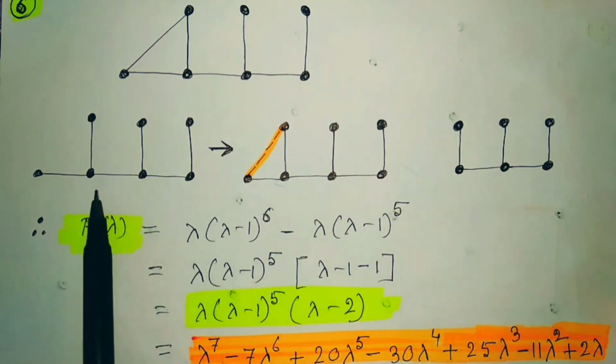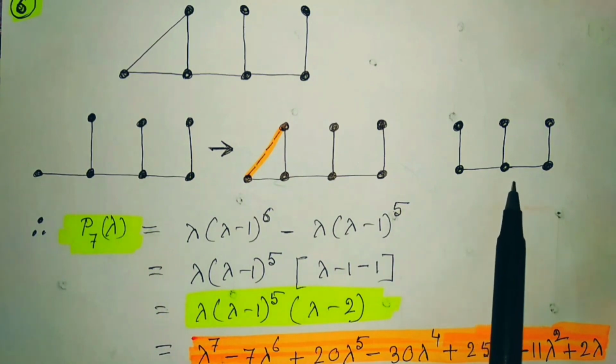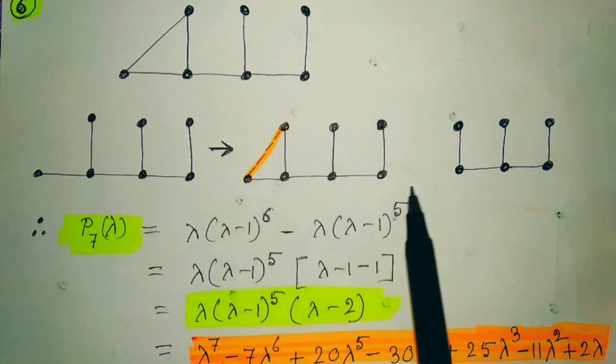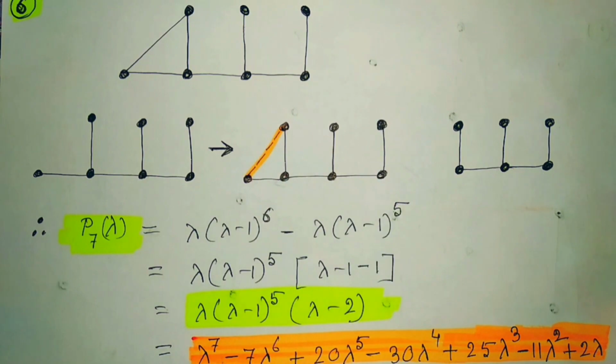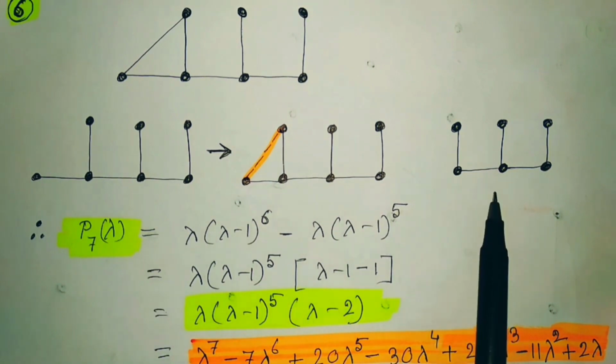This tree has a total of 7 vertices and this tree has 6 vertices. We know the chromatic polynomial for a tree. Our requirement is the chromatic polynomial for this graph, because this is our given graph. So its chromatic polynomial is the chromatic polynomial for this graph minus the chromatic polynomial for this graph.